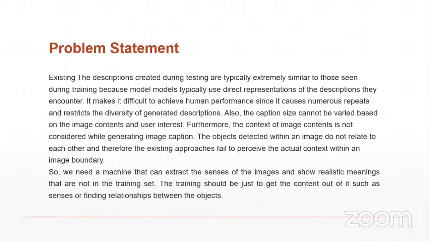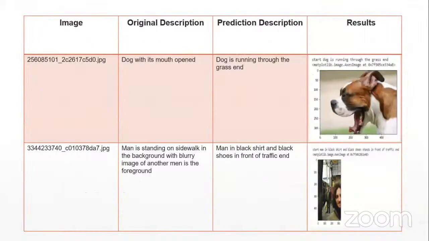So we need a machine that can extract the scenes of the image and show the realistic meaning that is not in the training set. The training should be just to get the content out of it, such as scenes or finding relationships between the objects.